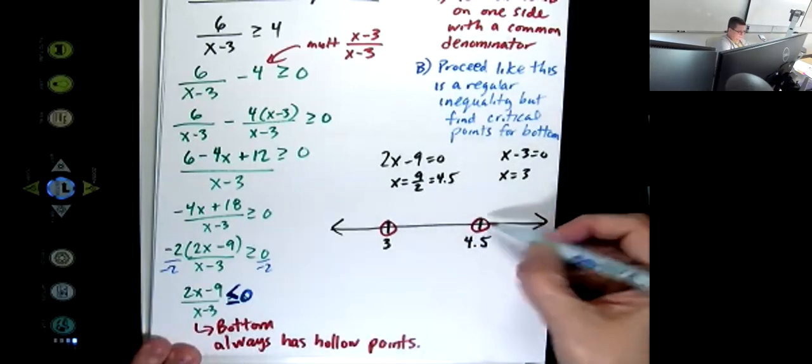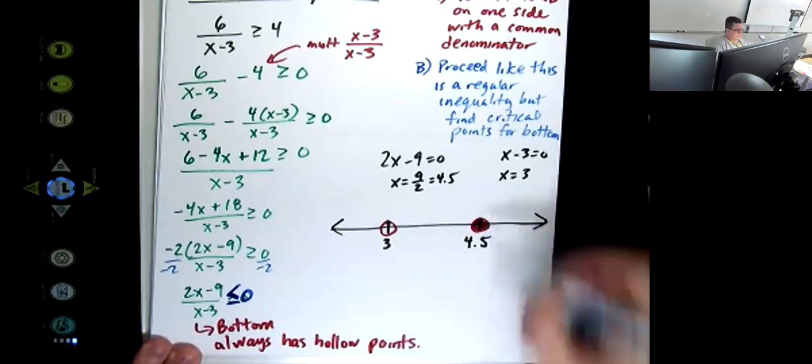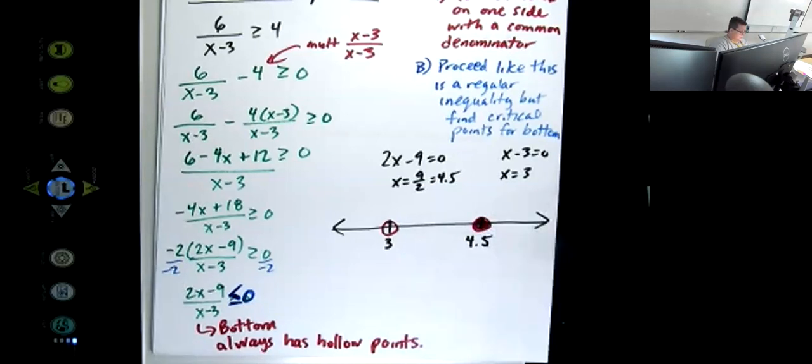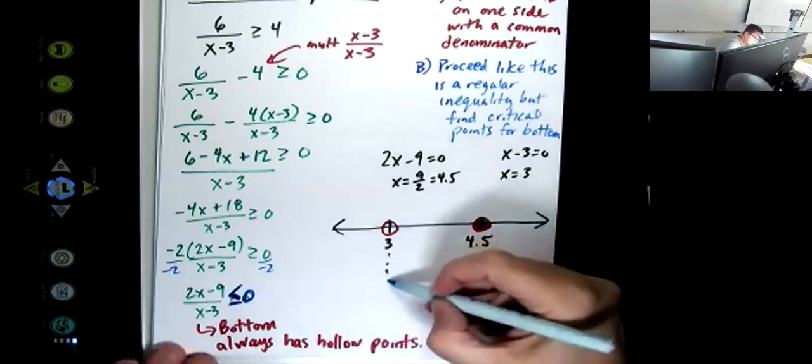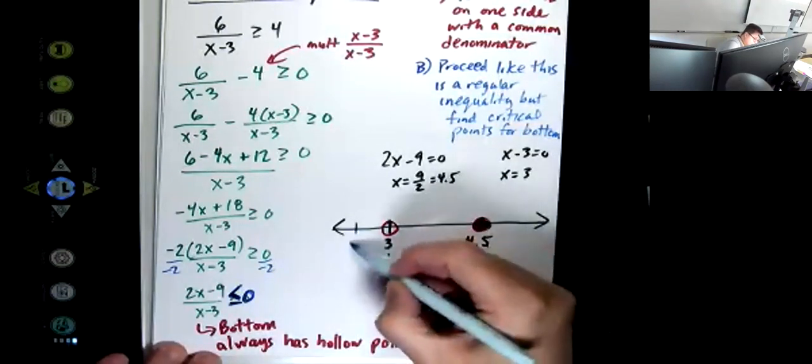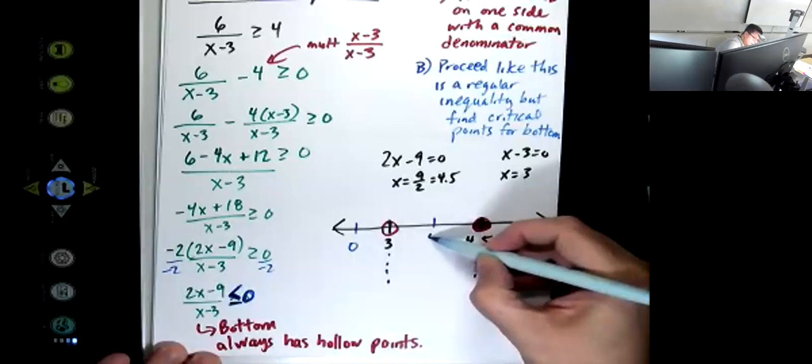Excellent question. 4.5 can be a solid point, or should be a solid point though. Now let's test our regions. I like using 0 when I can because it's so easy.